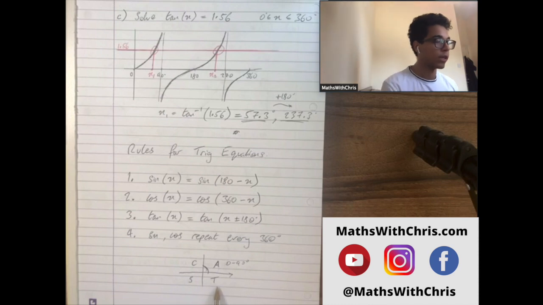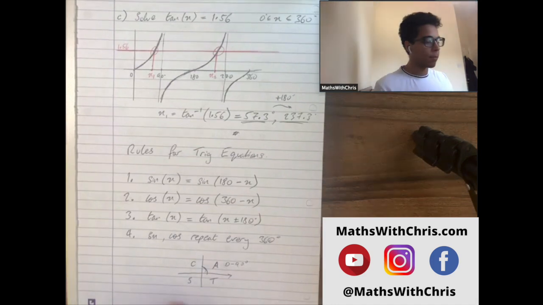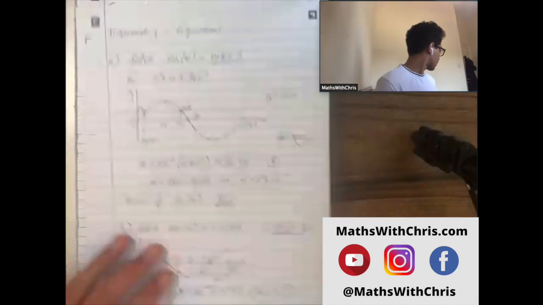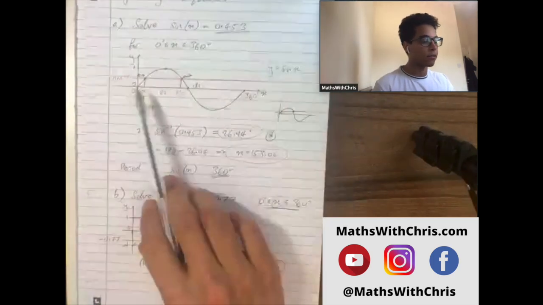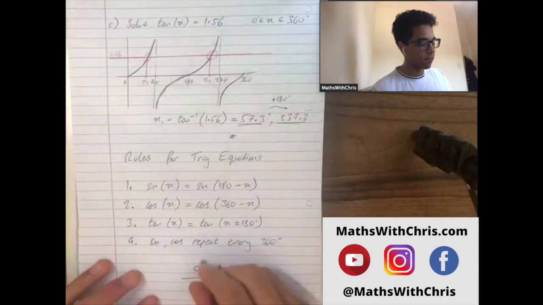If you're here between 270 and 360, tan's positive. Which is a bit, I mean, if you remember what the graphs look like, then you can sort of see when it's positive and negative. So they're a bit redundant, I think. So sort of forget that.